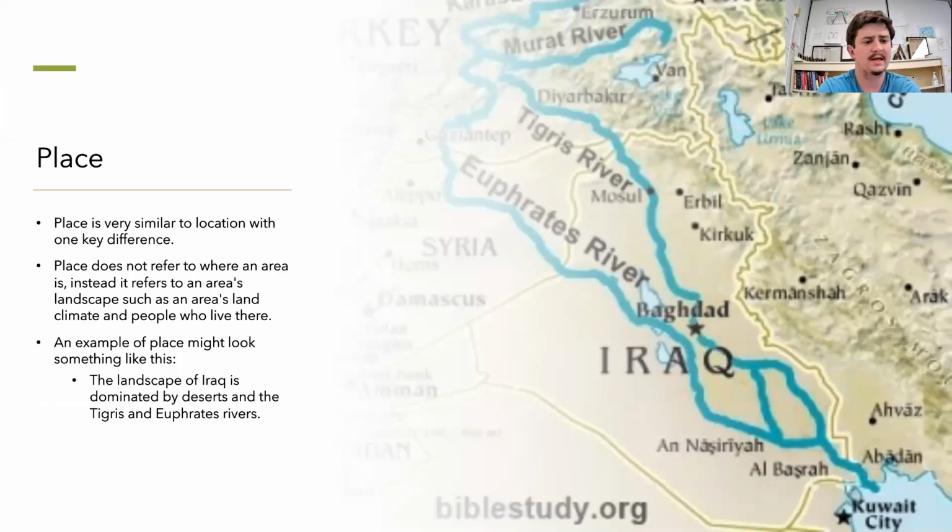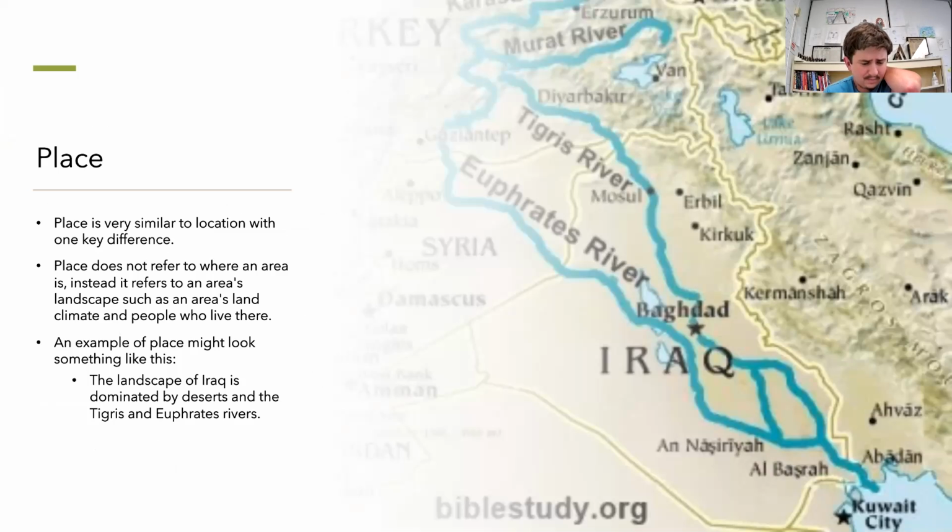The second one is place. You might think place and location are the same. And for the most part, you would be right except for one key difference. Place doesn't refer to where an area is. Instead, it refers to an area's landscape. So the climate of an area, the people who live there, the physical features, that kind of thing.